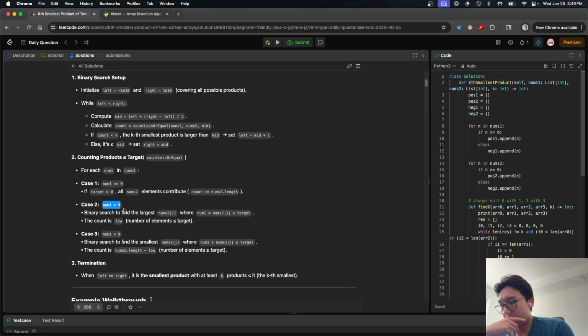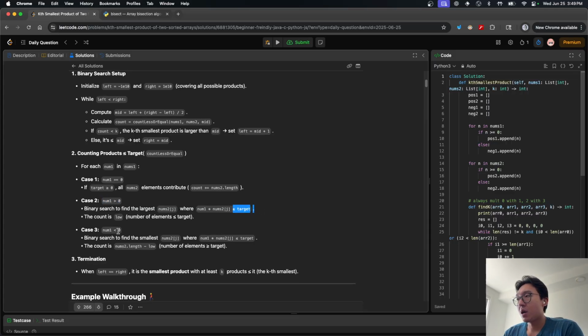Number one is greater than zero. What do we want to do? We want to get all the elements. If number one is greater than zero, we're going to divide target by the elements. Now that's the element number two, and every number smaller than that will contribute to the answer. So we want to grab all the elements that multiply to a number that goes up to the target.